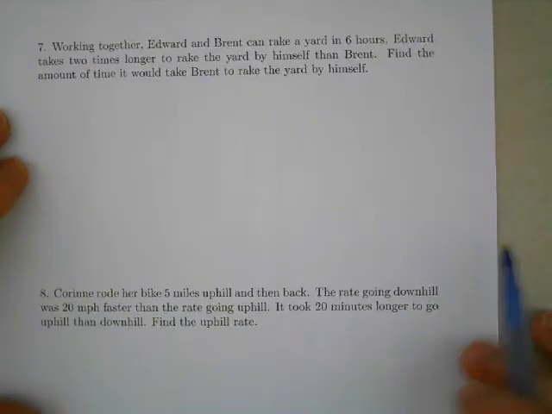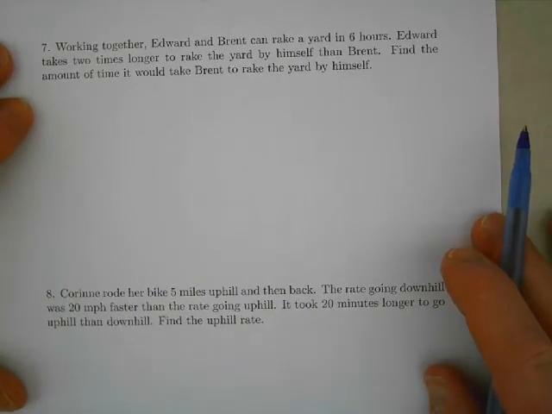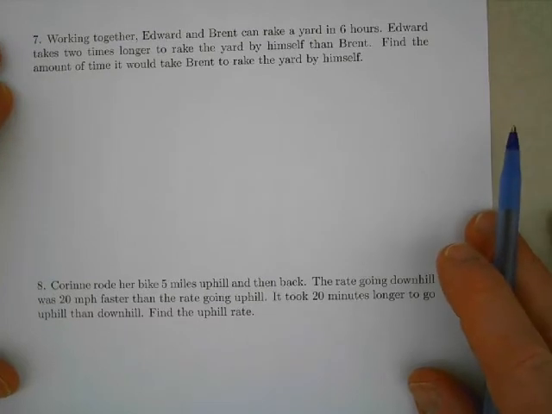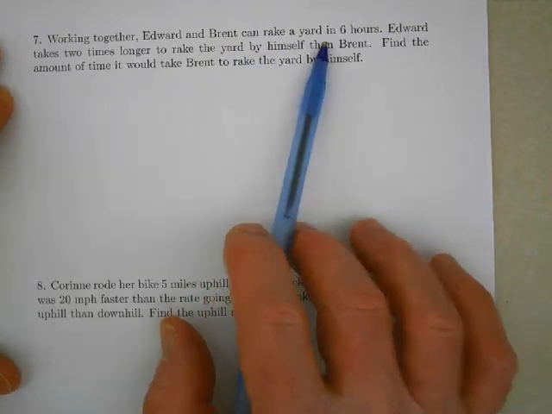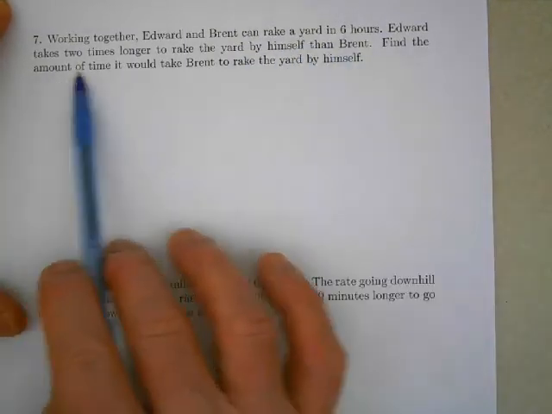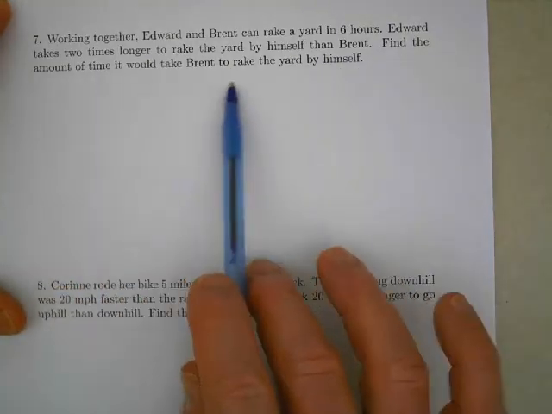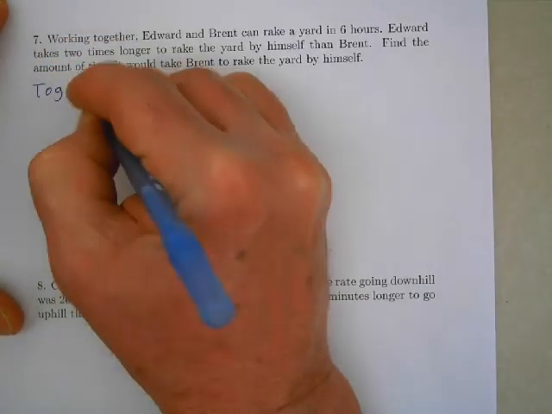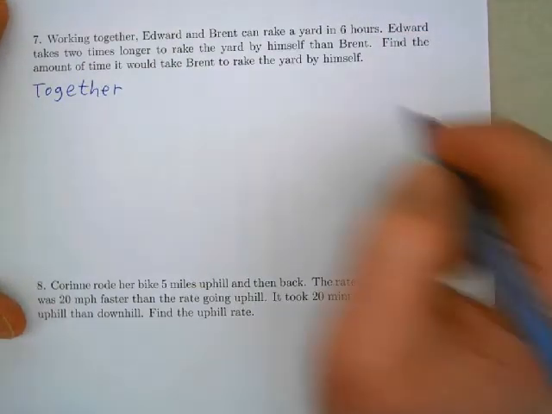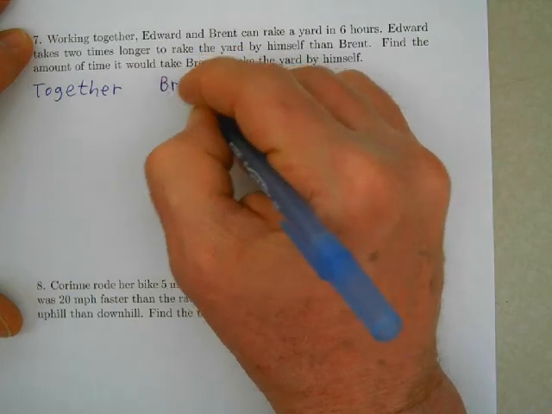Okay, the next problem. Working together. This is another work problem, so equations in this one will have the form rate times time equals 1. Working together, Edward and Brent can rake a yard in 6 hours. Edward takes 2 times longer to rake the yard by himself than Brent. Find the amount of time it would take Brent to rake the yard by himself. Okay, so they work together, and they each work separately, and we're supposed to find how long it takes Brent by himself to rake the yard.